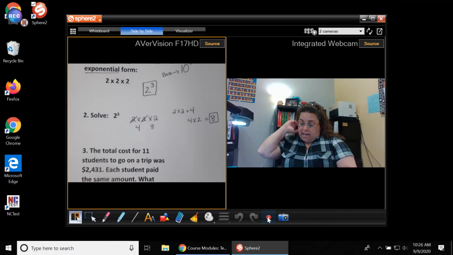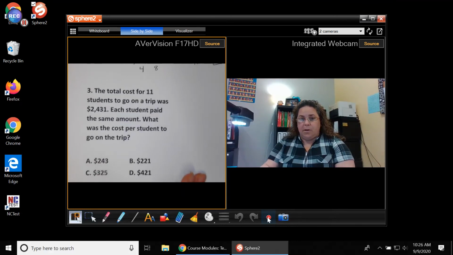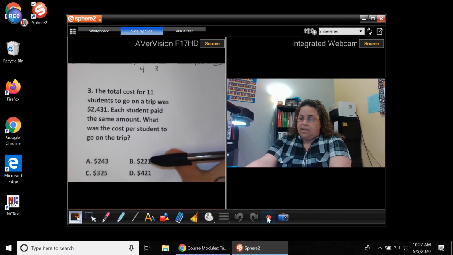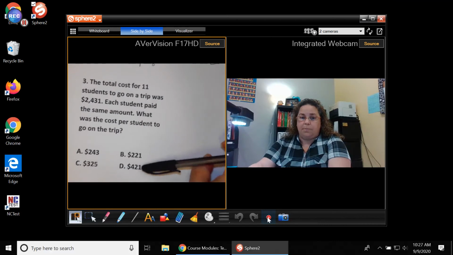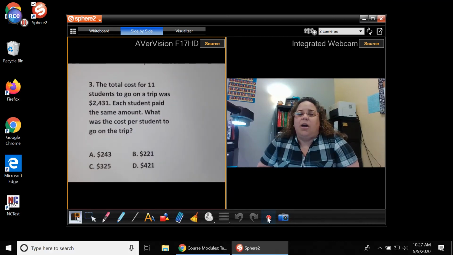Okay, then we get to number 3. Number 3 is a word problem. Should look somewhat familiar. All right, for number 3, it says the total cost for 11 students to go on a trip was $2,431. Each student paid the same amount. What was the cost per student to go on the trip?